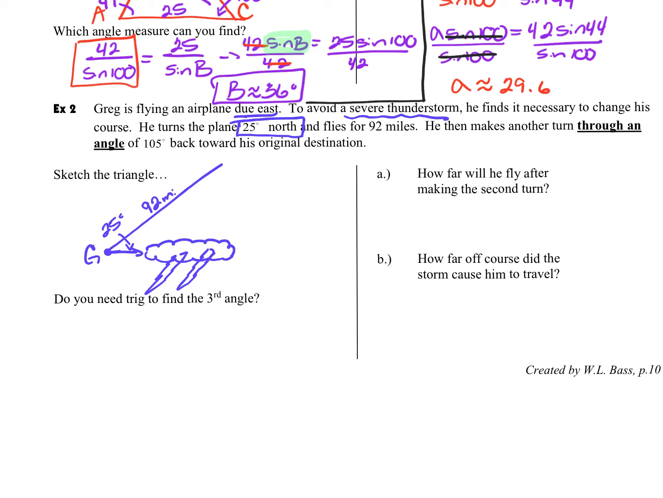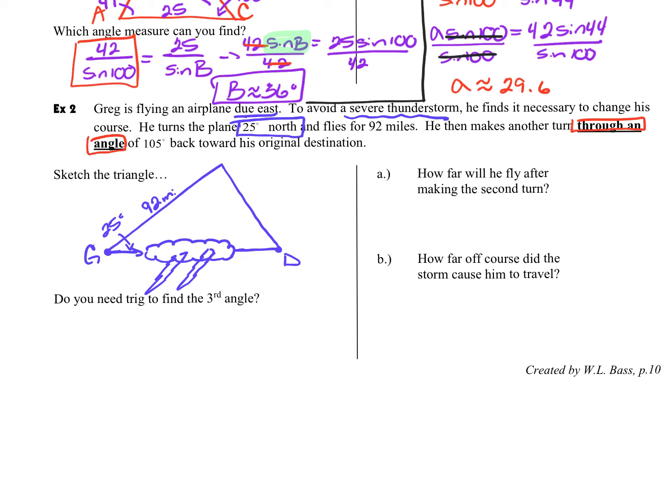At some point, the pilot is going to make a turn, and this is important language, is going to turn through an angle of 105 degrees because the pilot eventually wants to make it all the way back to the original destination. I'll put a D here for destination. So eventually our pilot wants to be able to turn and come back down to the destination.